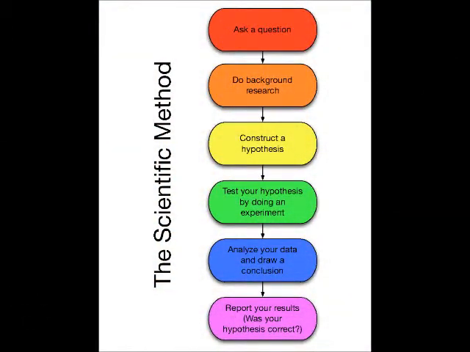The scientific method has 6 steps. Ask a question, do background research, construct a hypothesis, test your hypothesis by doing an experiment, analyze your data and draw a conclusion, and report your results and conclude whether your hypothesis was correct.